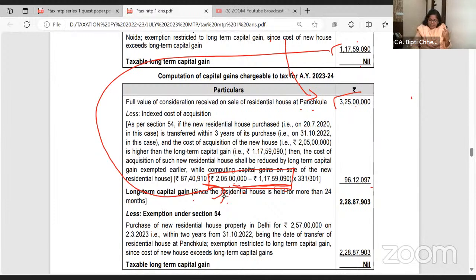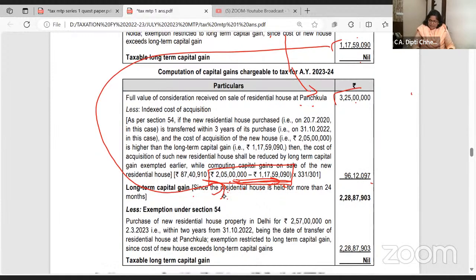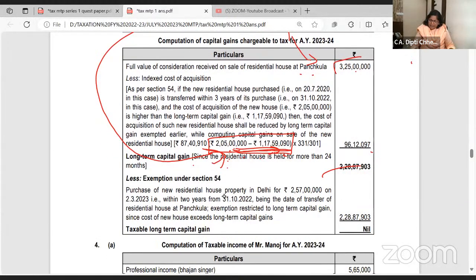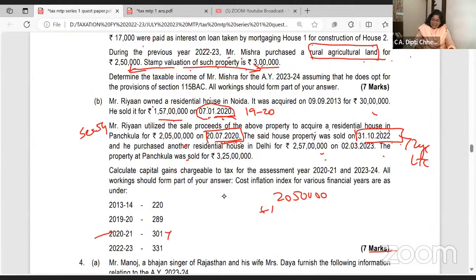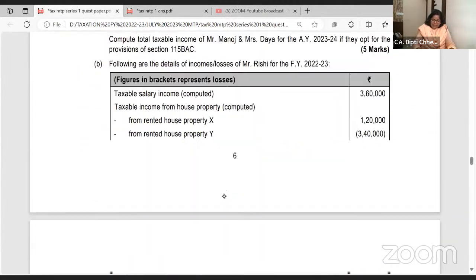But ye to kya hai ki if exemption is revoked, to fir kya karoge? Aur stamp duty value bhi kaun si date ki loge, yaad rakhna hai aapko. To ye agar exemption revoke ho gaya, to reduce the cost and then take exemption. But again, he has purchased the house in Delhi for 257. Again, can he avail exemption? Yes. That's all for this capital gain problem.